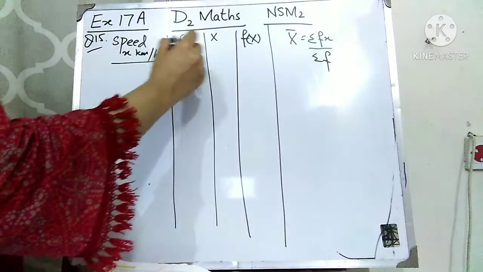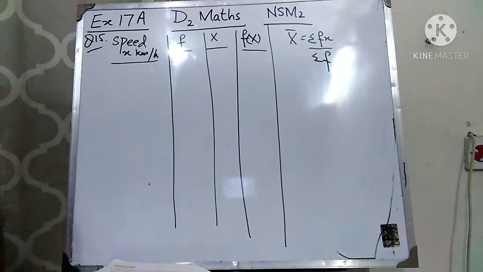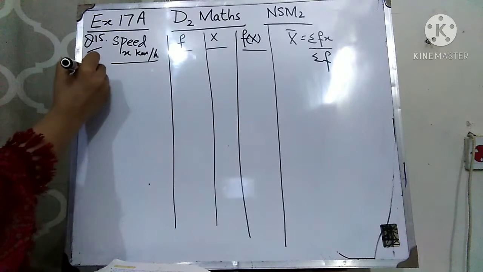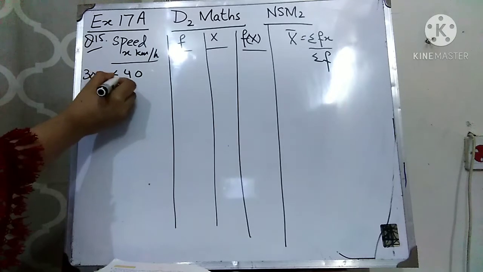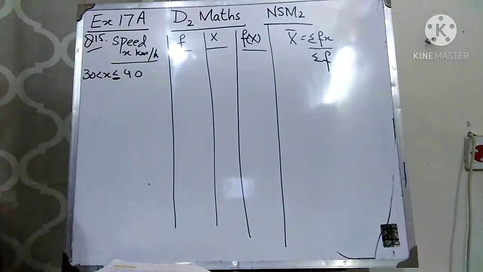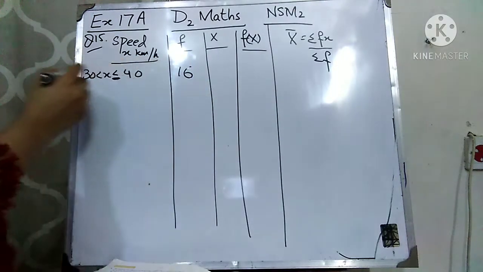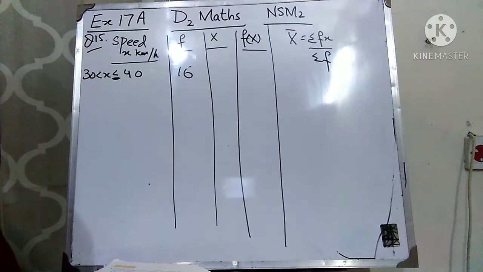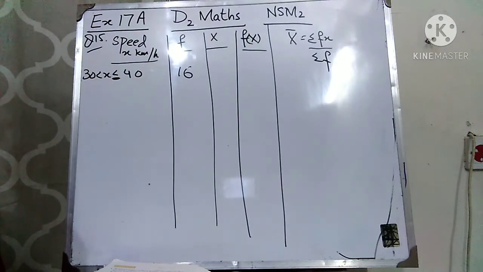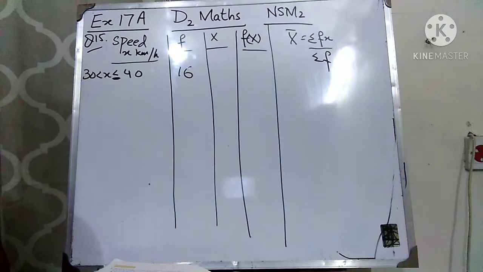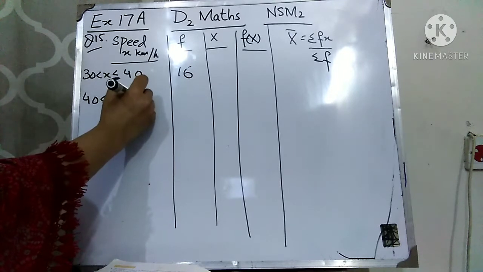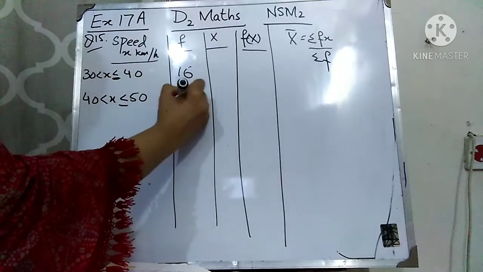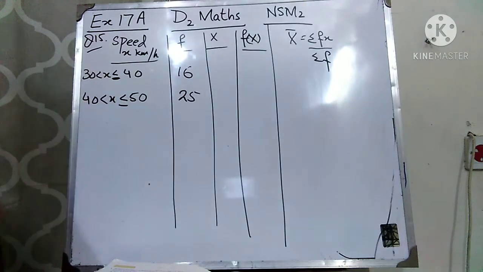Now write down the frequency, and write down the values which are given, the speed which is given. Speed is 30 less than x less than or equal to 40. This sign means it's also equal to 40. So there are 16 vehicles whose speed range is within 30 to 40 km per hour. So here you will write down 16 as the frequency of this range. Then 40 less than x, and the vehicles whose range is between 40 to 50, they are 25 vehicles. There are 25 vehicles whose speed is in this range.